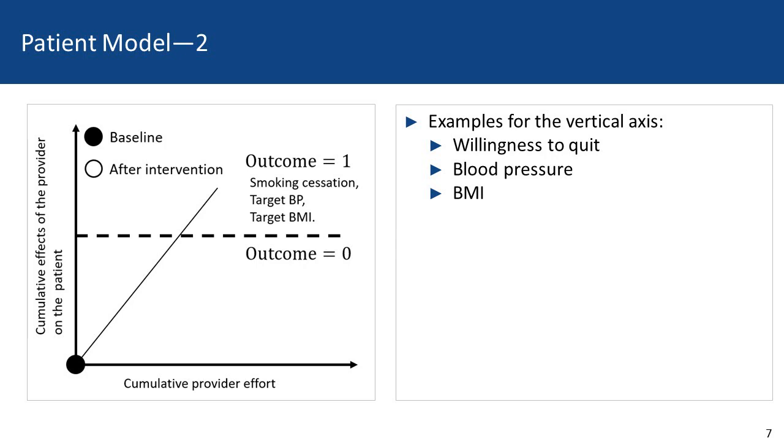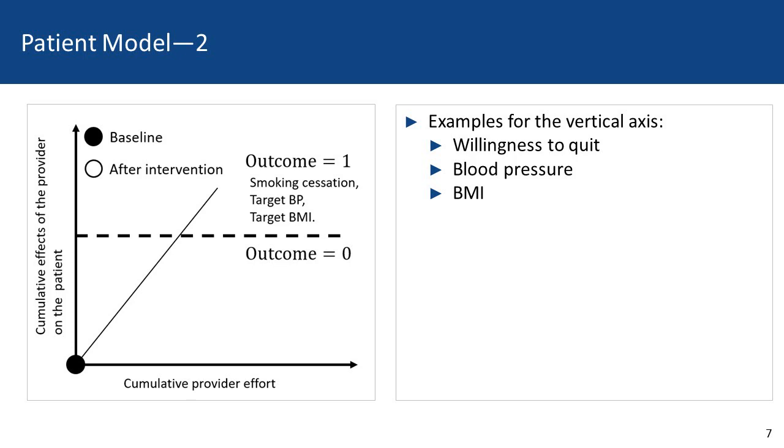So we have defined the horizontal and vertical axis, and we also have a threshold, this dashed horizontal line, where there is a successful outcome. When the cumulative effects of the provider on the patient exceeds this horizontal line and goes above that line, then this represents a successful outcome.